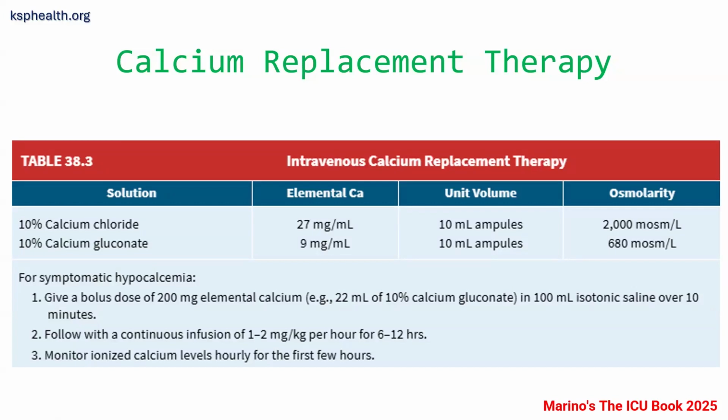For pediatricians, the calcium gluconate dose is 100 to 200 milligram per kilo. Calcium chloride, if it is non-life-threatening, is 2.5 to 5 milligram per kilo. In a life-threatening situation, 20 milligram per kilo.